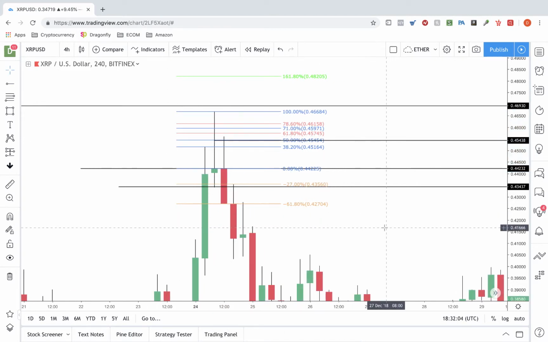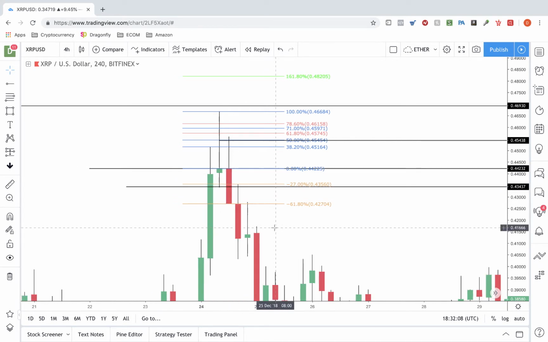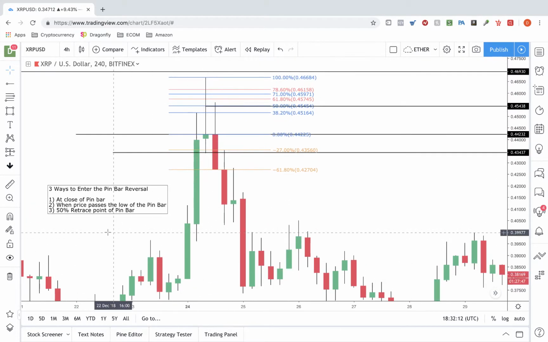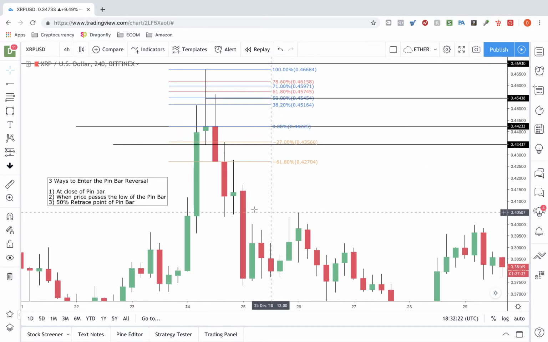Okay? So one entry would be at the close of the pin bar candle, which is here. That's your first entry. A lot of drawdown there, but overall, a great trade on the way down. And it only took, after this candle, 4, 8, 12, 16 real hours. We would have got out in here somewhere.